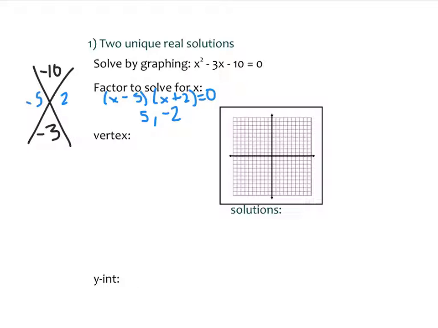So I'm going to go to my graph right now and I'm going to plot those two solutions, and again, those solutions are where your parabola crosses the x-axis.